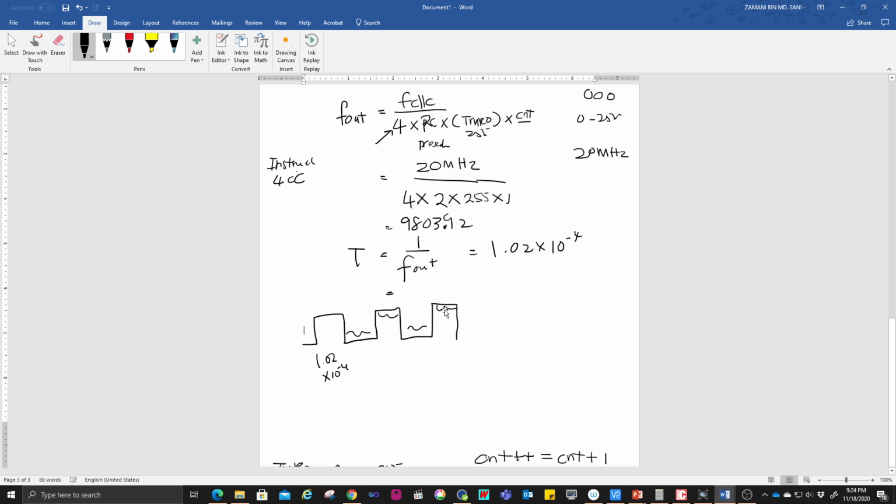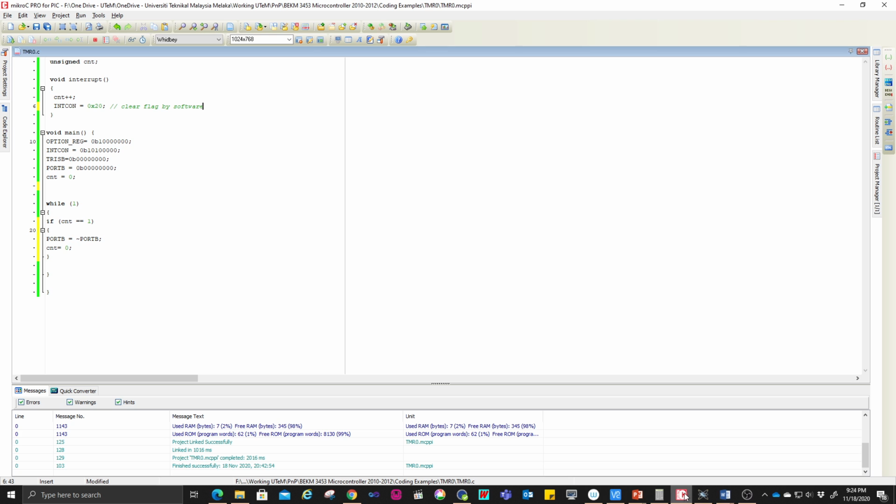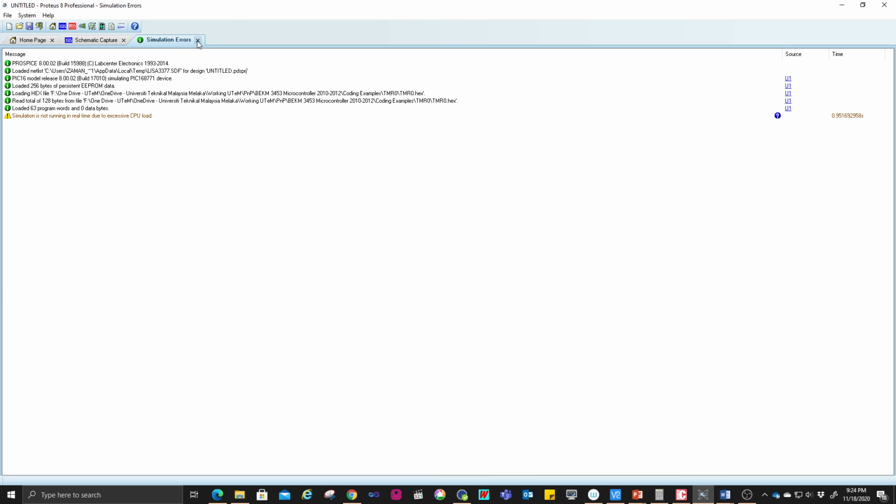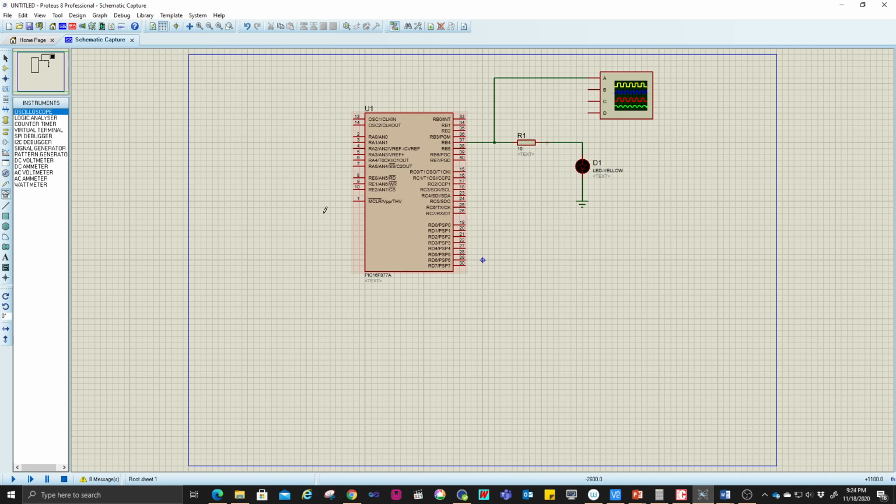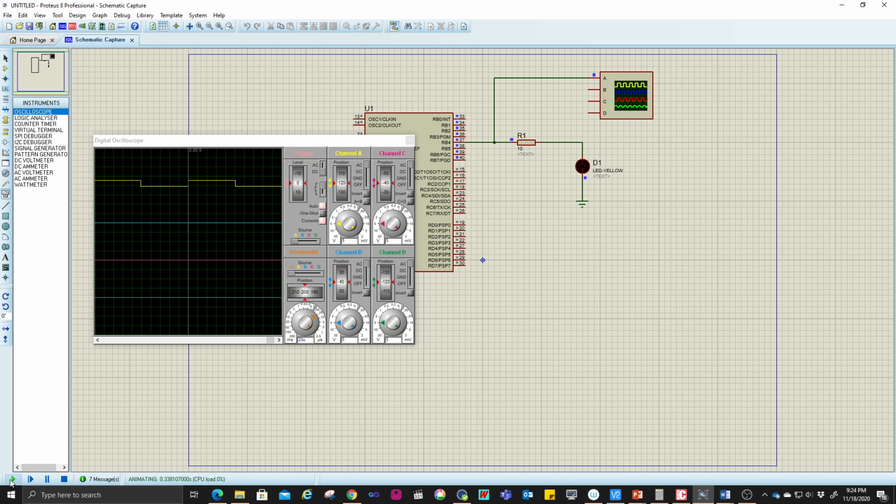So let's try to look at the results. If I'm using this one, right? So let's just build this one and then run it in Proteus. So you can set up this one, look at the result from RB4. Okay, so now run it. So you can see that this is the value. It's very uniform, you can see that.